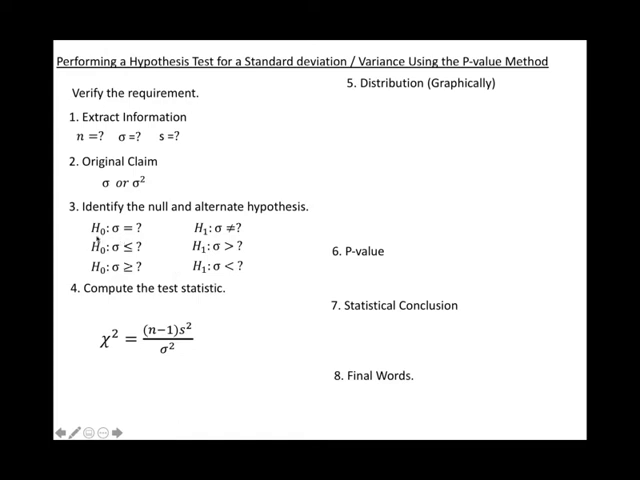The null hypothesis has equal to, less than or equal to, or greater than or equal to. The alternate hypothesis will be not equal to, strictly greater than, or strictly less than. Also determine which test it is: left tail, right tail, or two-tail test.